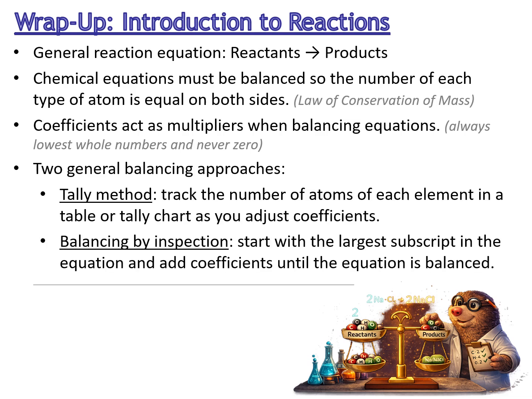And then the other technique is balancing by inspection. It just takes practice, but the general strategy is to look for your biggest subscript of something that's by itself. You've got to save the ones that show up in multiple places on the same side of the arrow for the very end. And you keep going back and forth in a seesaw fashion until the reaction equation is balanced.